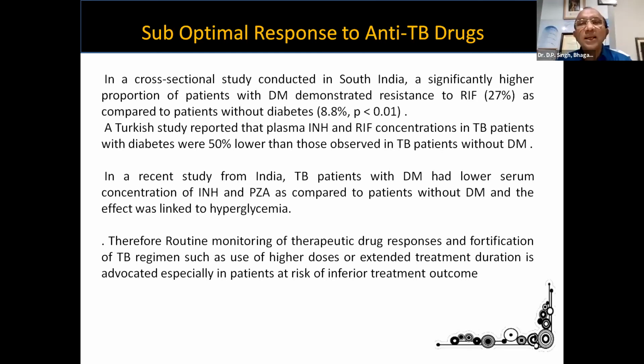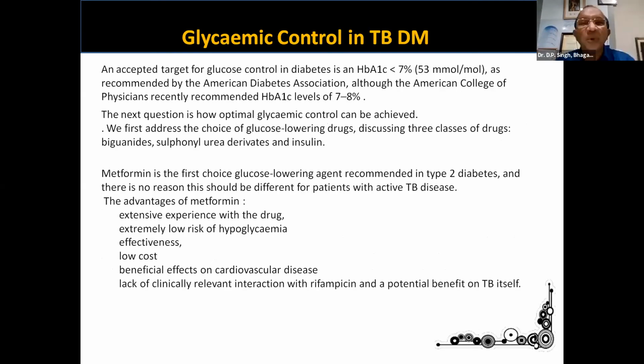Glycemic control is a very, very important step in the management of this. The accepted target for glucose control in diabetes is HbA1c less than 7, as recommended by ADA, although the American College of Physicians recently recommended an HbA1c level between 7 to 8.